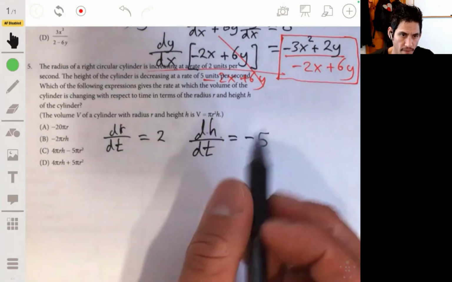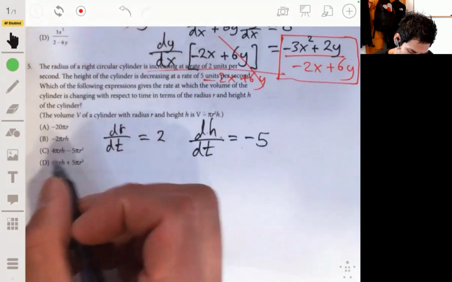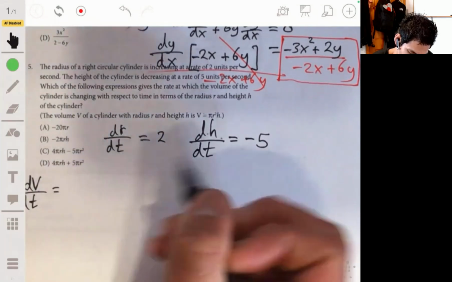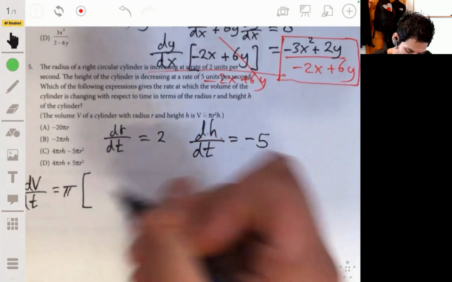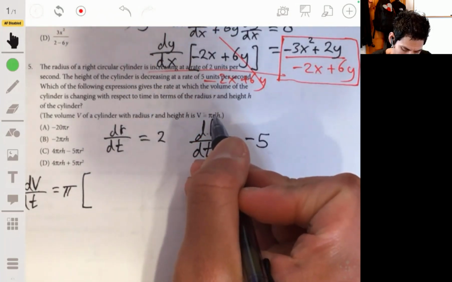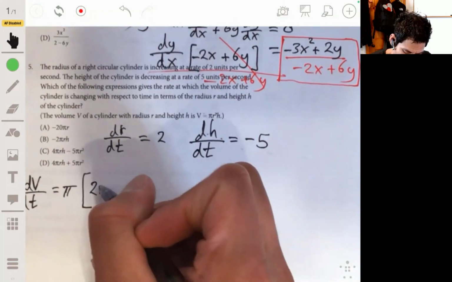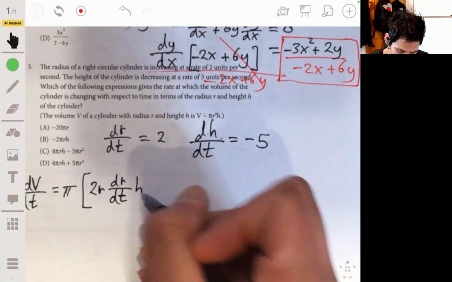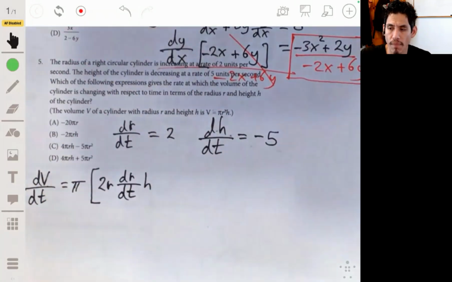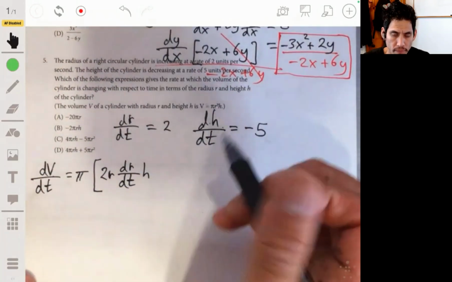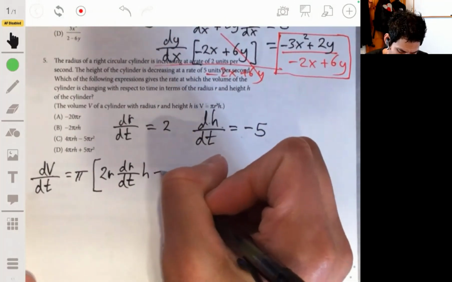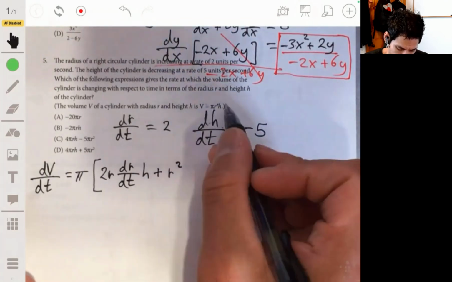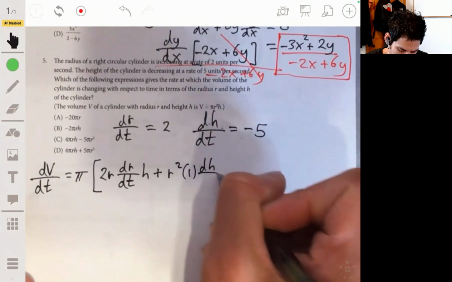Here's the formula for the volume of the cylinder. Okay, so let's differentiate this using the chain rule. We're going to have dv dt is equal to, let's keep the pi factored out for now, and we're going to have product rule with chain rule. So r squared, that'll be 2r dr dt times h. And then we're going to add this to, this time leaving the r squared as constant, r squared, the derivative of h is just 1, so it's just 1 times dh dt.